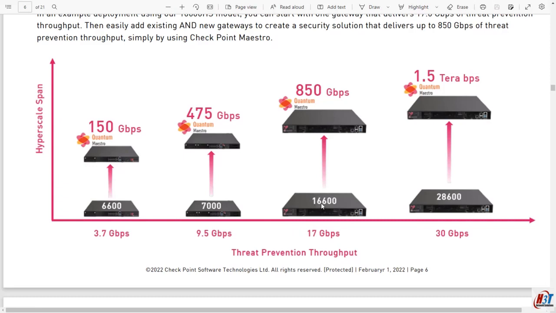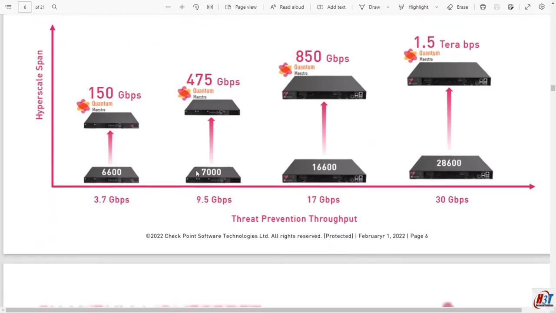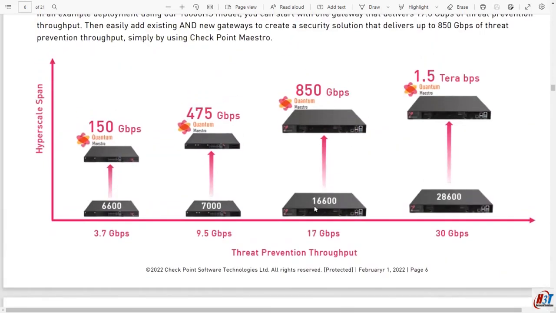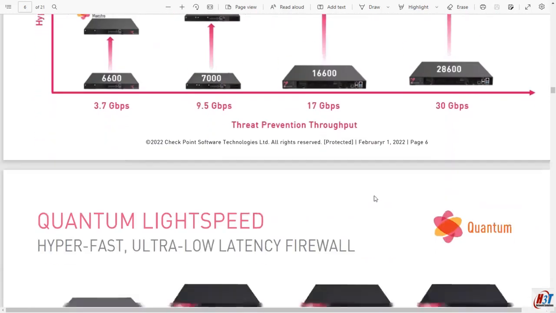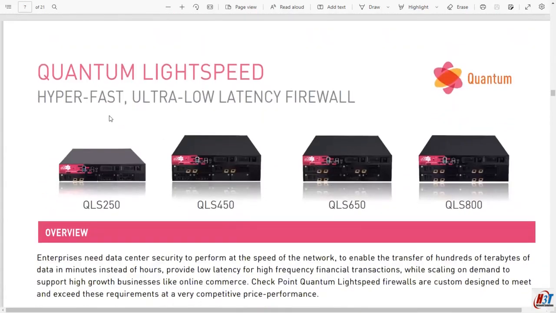And the 16600 series ranges from 17 Gbps to 850 Gbps. The 28600 ranges from 30 Gbps to 1.5 terabytes per second. It's a huge difference between the 16600 and 28600.